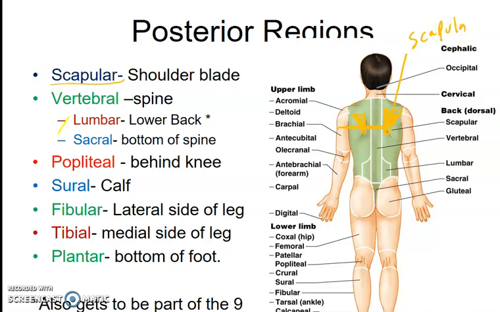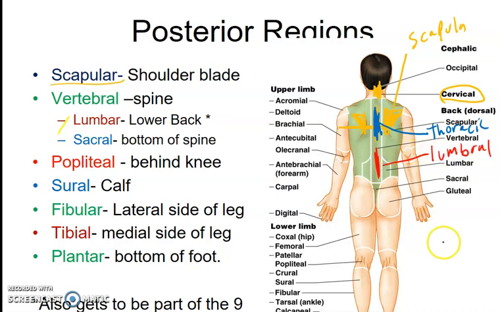Now your vertebral region actually extends all the way up here. Do you remember what your neck was called? That's right, cervical. The other two parts of your backbone get the name for their spine. This second section right here is the thoracic. And this red part right here, that's your lumbar.